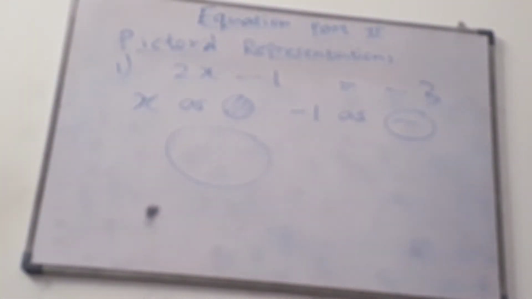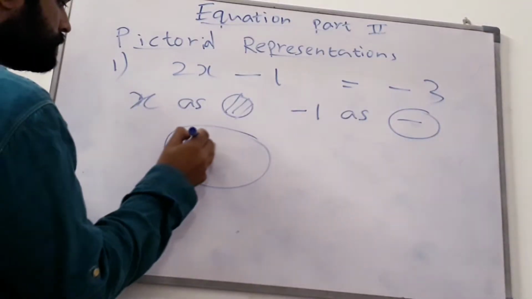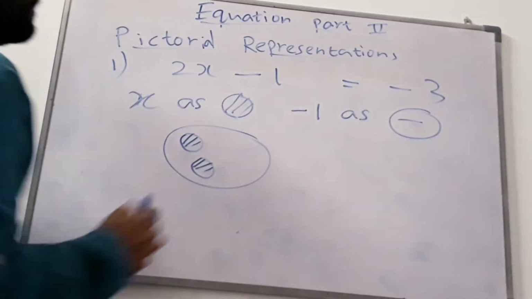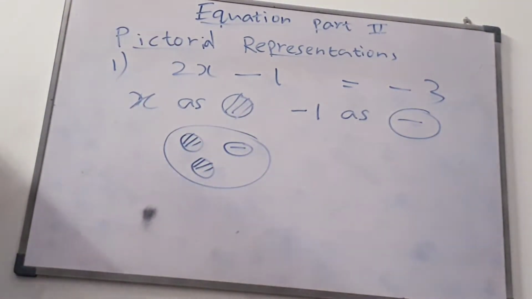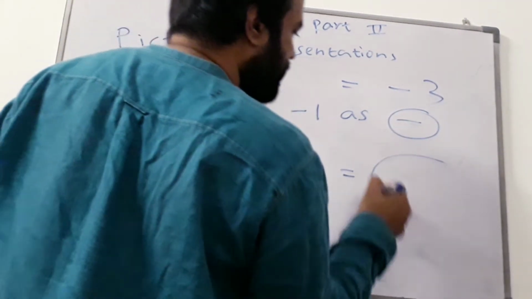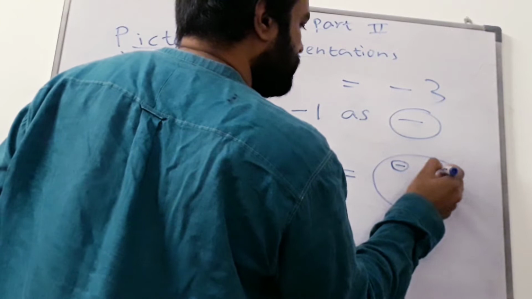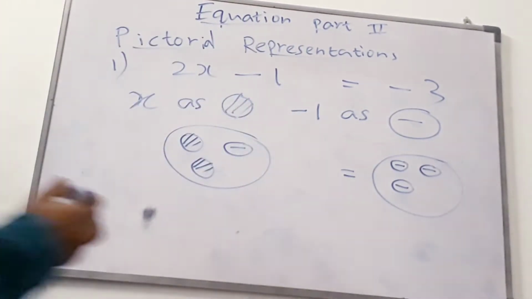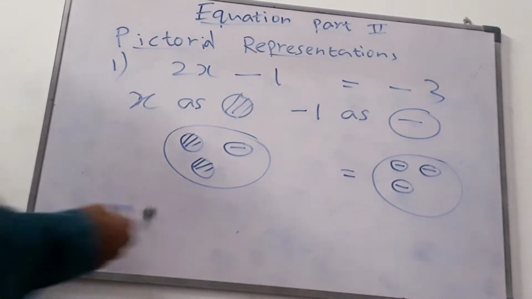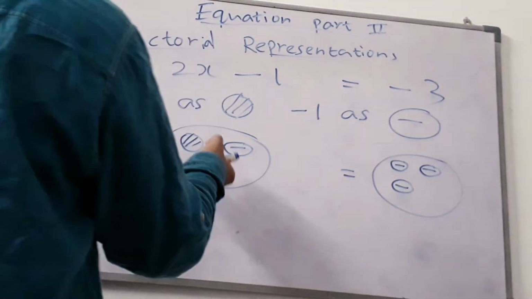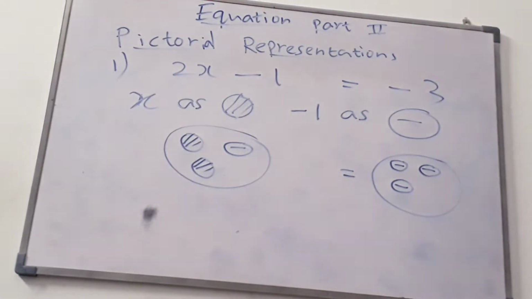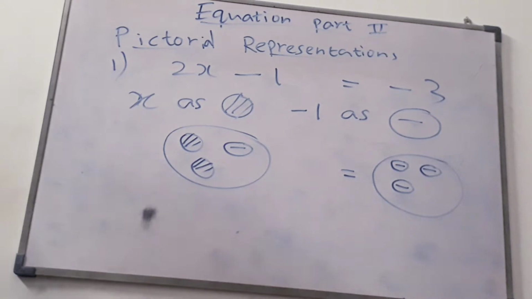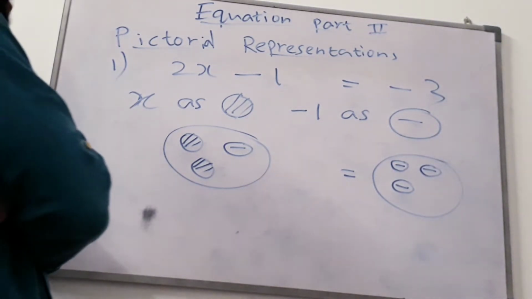So here's the picture. Here are 2 x's and 1 minus value, equal to 3 minuses: minus 1, minus 2 and minus 3. Okay. Now here there are 2 x's, here's 1 minus, here's 3 minuses. Now what I want is to isolate x.